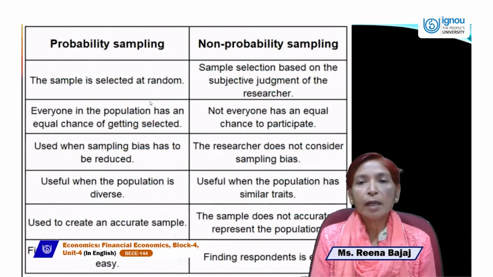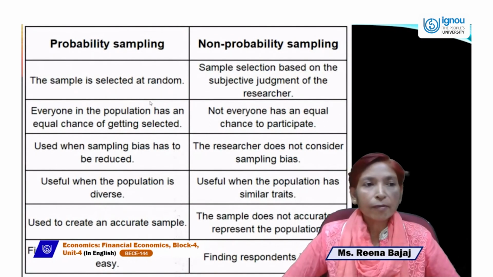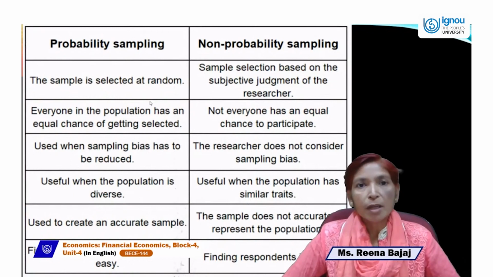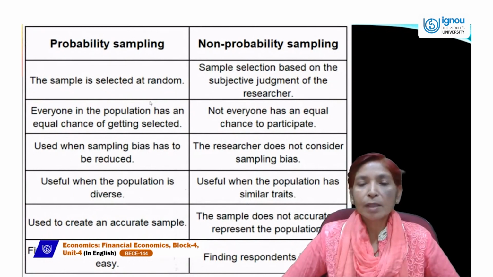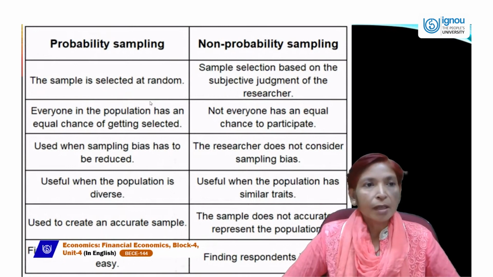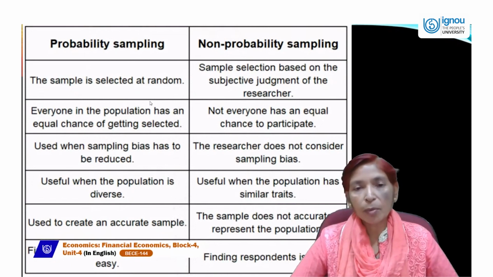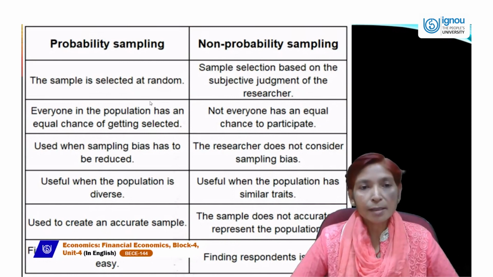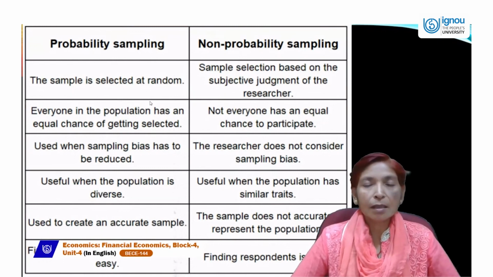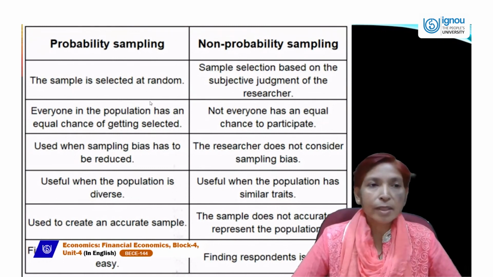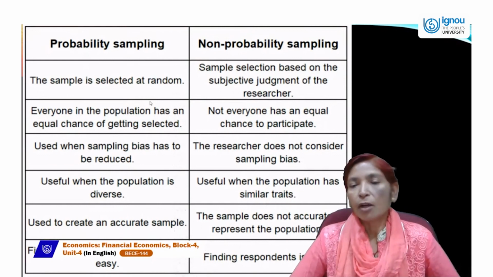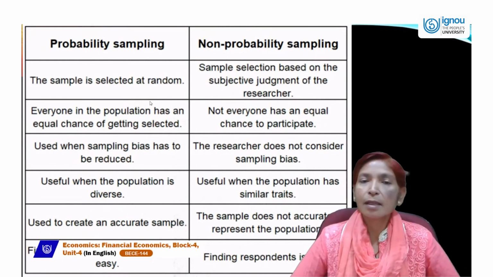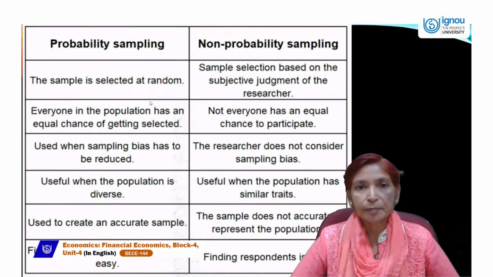Next, probability and non-probability sampling techniques are different. In probability sampling, the sample is selected at random, but in non-probability sampling, the sample is selected based on the subjective judgment of the researcher. Bias is possible in non-probability sampling. In probability sampling, finding the right respondent is not easy. Finding the right respondent who gives the correct information is the biggest problem while using probability sampling. But in non-probability sampling, finding respondents is easy. So this is the basic difference between probability sampling and non-probability sampling.